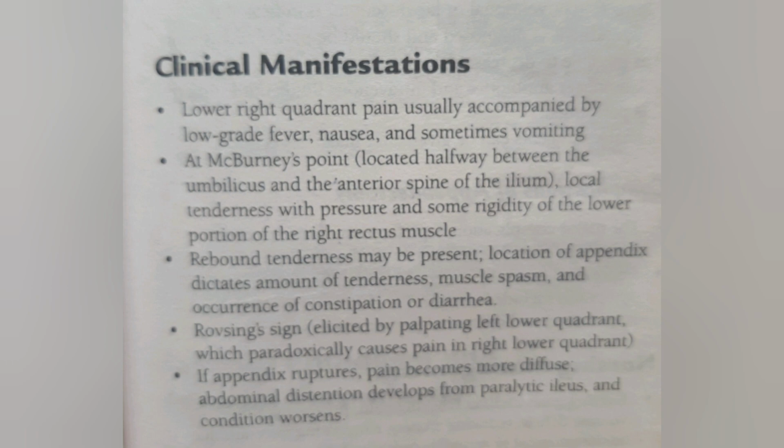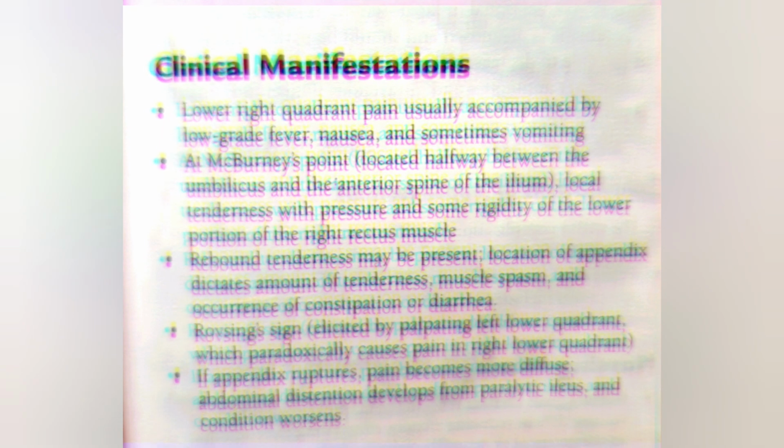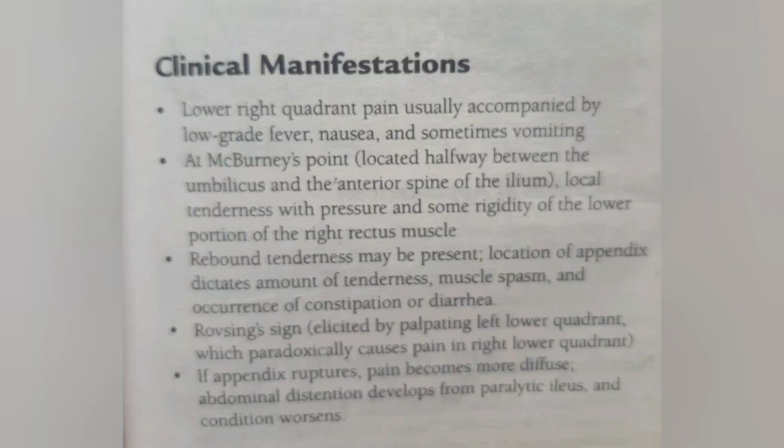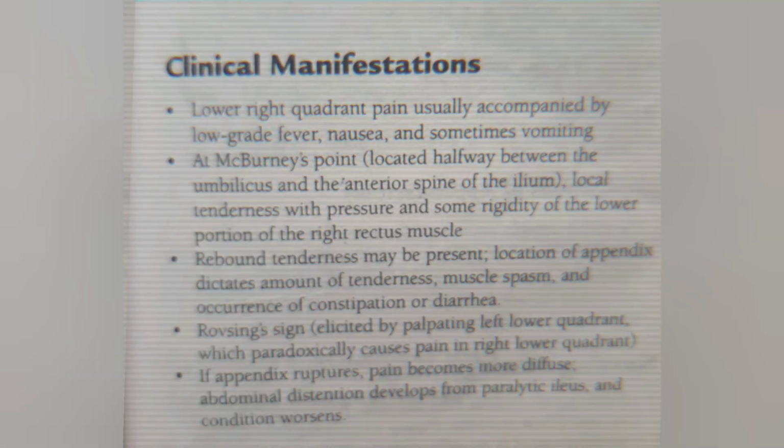Next, we will discuss the clinical manifestations of appendicitis. First of all, lower right quadrant pain, usually accompanied by low-grade fever, nausea, and sometimes vomiting, is there. Very severe pain is present in the appendicitis patient. The pain is generally at McBurney point. The McBurney point is located halfway between the umbilicus and the anterior spine of the ilium. Local tenderness with pressure and some rigidity of the lower portion of the right rectus muscle is also present.